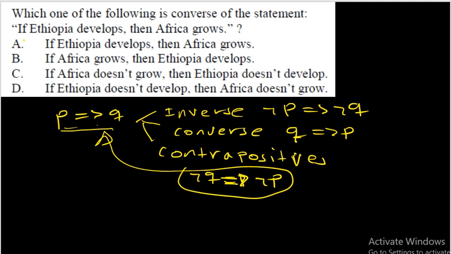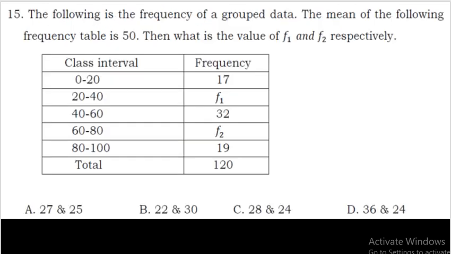So here our conditional statement: if Ethiopia develops, then Africa grows. So what will be the converse? The converse has to be, if Africa grows, then Ethiopia develops. So the answer should be B. Simply switching places. Okay, let's continue to the next question.